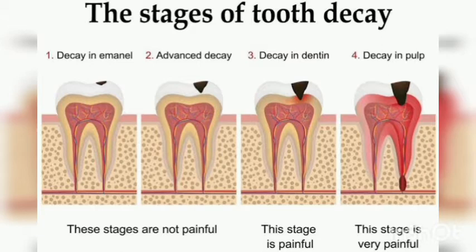These two stages will not give you any pain. These stages are not painful. So if you leave the teeth untouched or not cleaned properly, what happens? It will go to the third stage, the decay in the dentine. Once the decay in the dentine starts, it will go deep into the dentine and reach the pulp region. So in the fourth picture, you can see the pulp is completely damaged, then you will experience a sharp pain in your teeth.